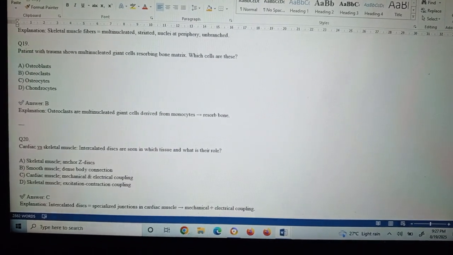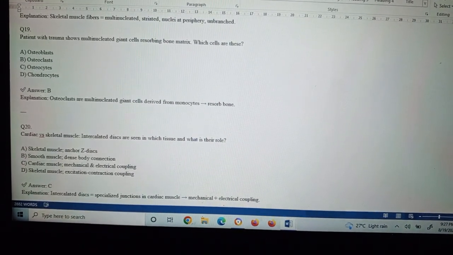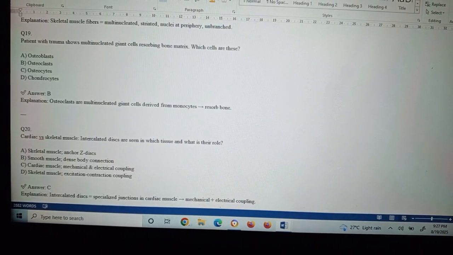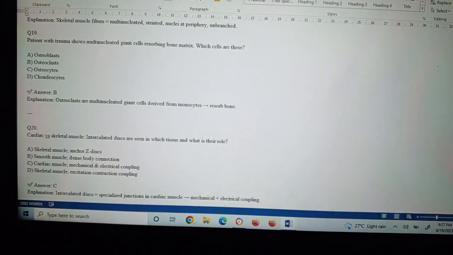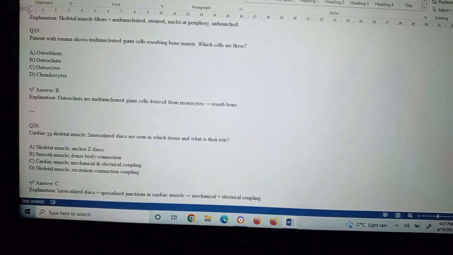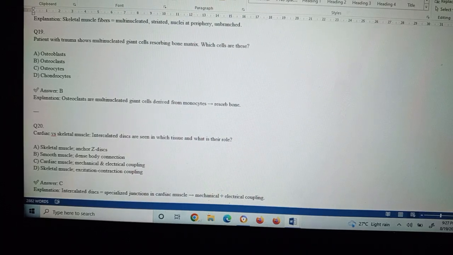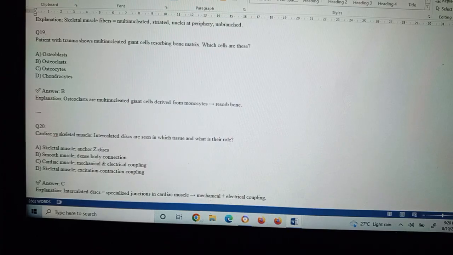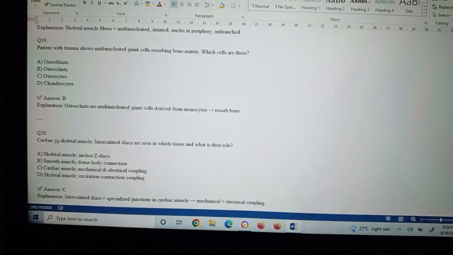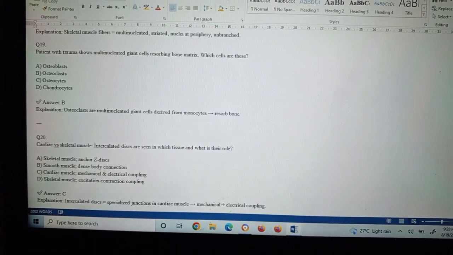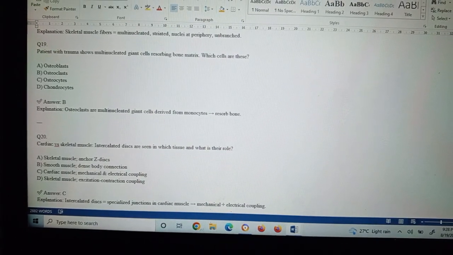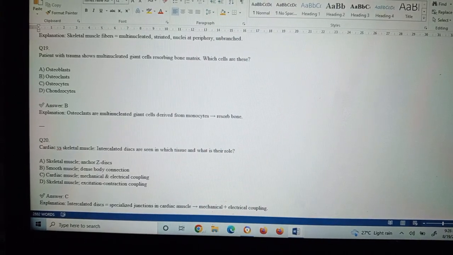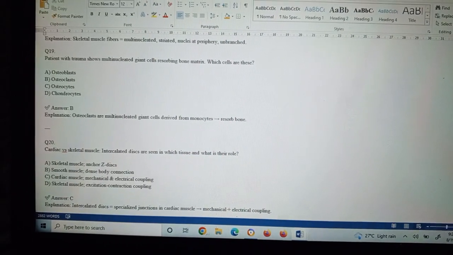Now come to question number 20. Cardiac versus skeletal muscle. Intercalated discs are seen in which tissue and what is their role? A, skeletal muscle, anchors Z disc. B, smooth muscle, dense body connection. C, cardiac muscle, mechanical and electrical coupling. D, skeletal muscle, excitation-contraction coupling. The answer is C. Explanation: intercalated discs are specialized junctions in the cardiac muscle providing mechanical plus electrical coupling.